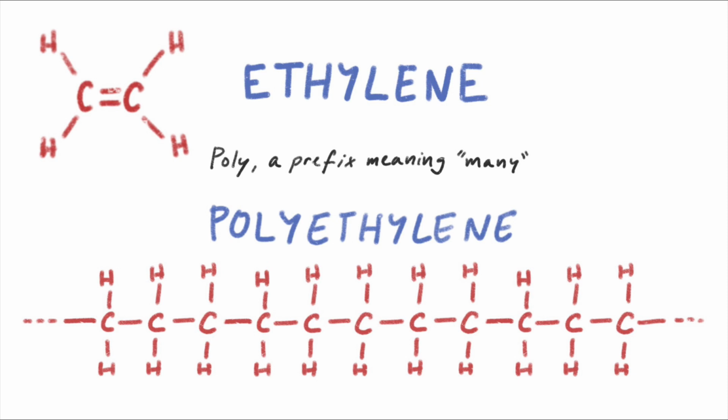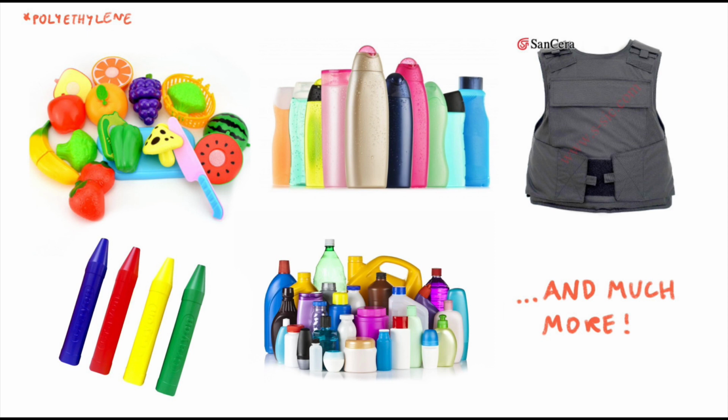Poly, of course, meaning many, so literally many ethylenes. Ethylene is the most popular plastic in the world and has widespread use across industries, all the way from children's toys to cosmetics packaging to military equipment like bulletproof vests, and of course, agriculture.